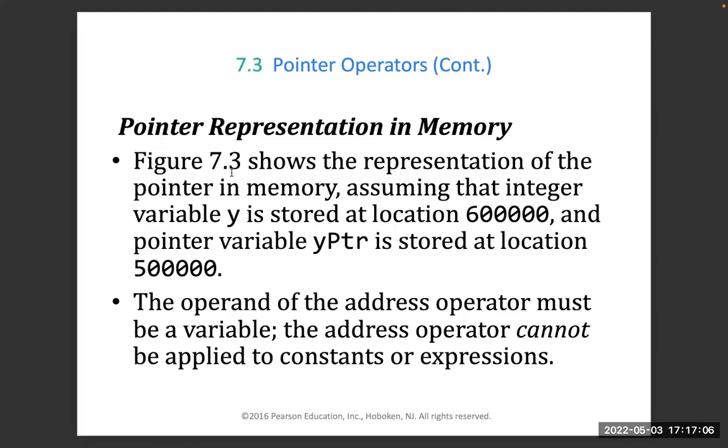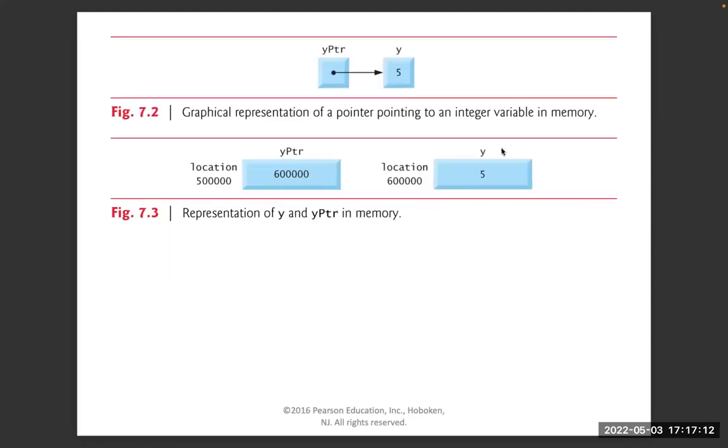Then the next one, figure 7.3. This is the variable y, starting from here. Its value is 5. Then the memory address, just for example, is 600,000. Then for yPtr, its value is just this memory address, 600,000. Since yPtr is also a variable, just a special variable, it has its own memory address, which is this 500,000.